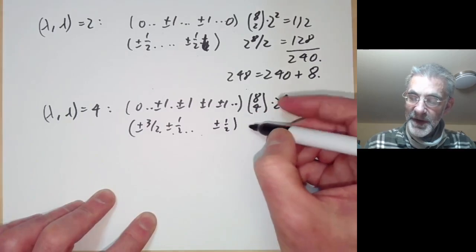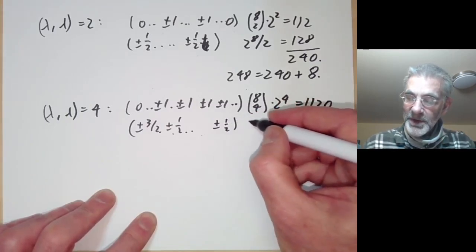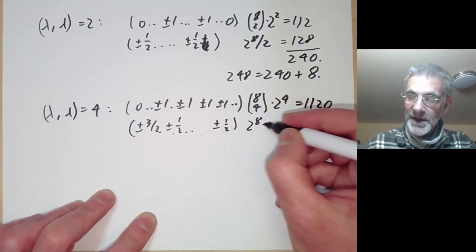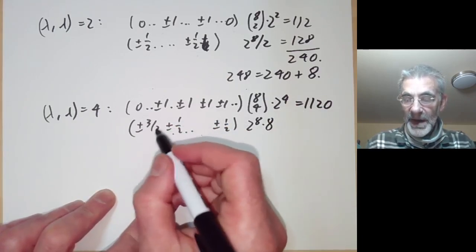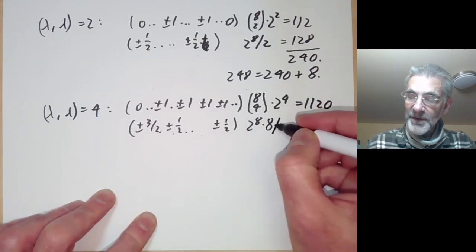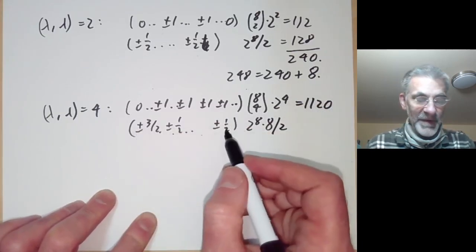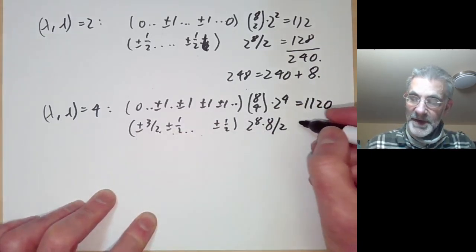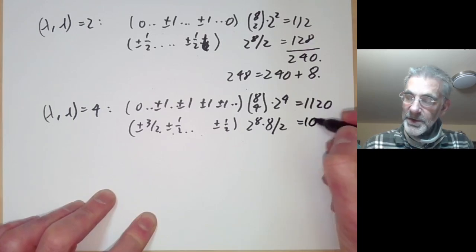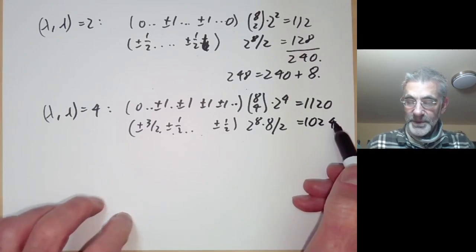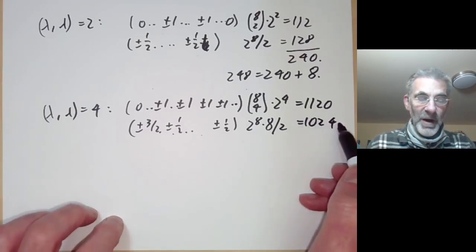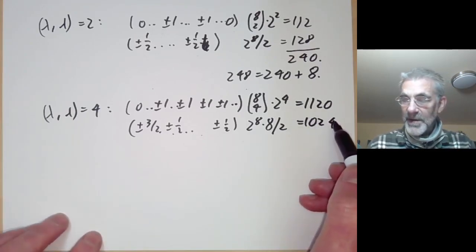And then we have plus or minus 3 over 2, plus or minus a half, plus or minus a half, and the number of these is, well, we've got 8 choices of signs, and then we've got 8 places where we can put the entry 3 over 2, but then we have to divide by 2 because the sum of the entries has to be even, and this gives us 1024. If we add these up we get 2144, which is a little bit less than the number we ought to have got.